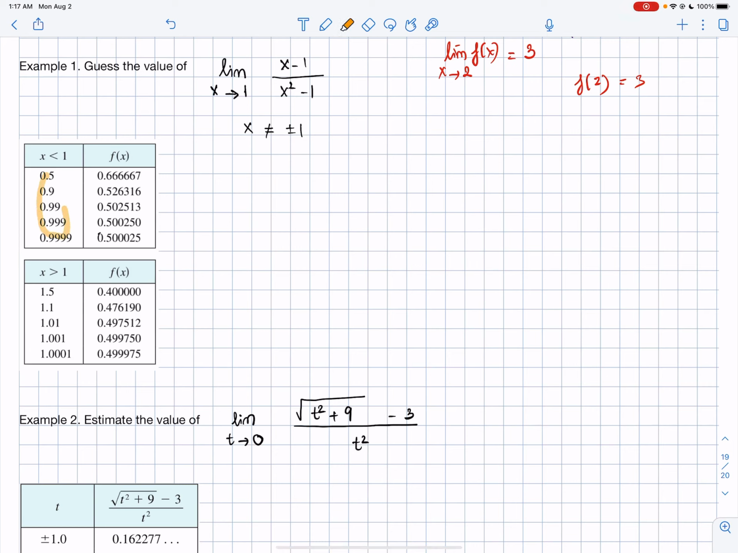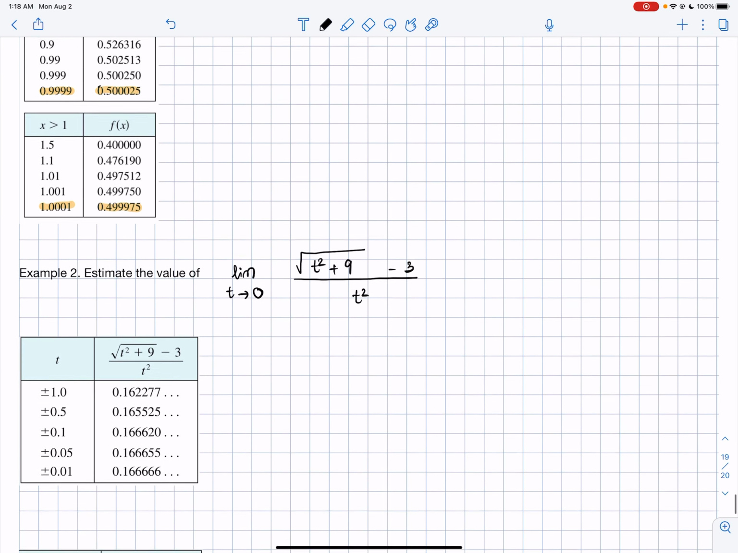And you see that those are the numbers less than 1, near 1 but on the left side. And those are the numbers near 1 but on the right side. Let's notice the two numbers 0.9999 and 1.0001. The value of the function f(x) approaches very close to 0.5. So we conclude that the limit of (x - 1)/(x² - 1) when x approaches 1 equals 0.5, or you can write 1/2.